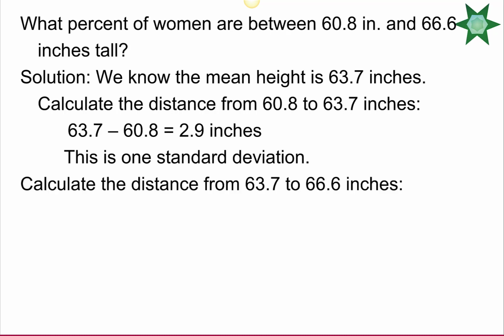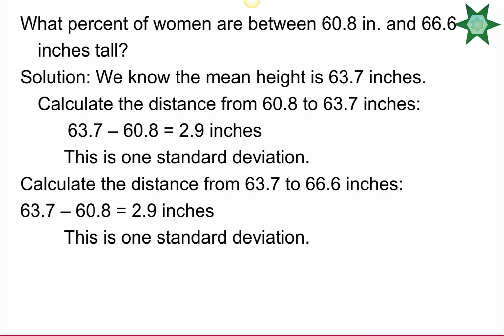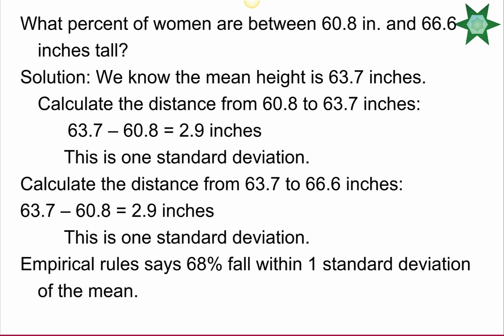Now let's calculate the distance from 63.7, the mean, up to 66.6, and we also get 2.9 inches, which is 1 standard deviation. And the empirical rule tells us 68% of the data will fall within 1 standard deviation of the mean. So we would expect about 68% of the women will be between 60.8 inches and 66.6 inches tall.